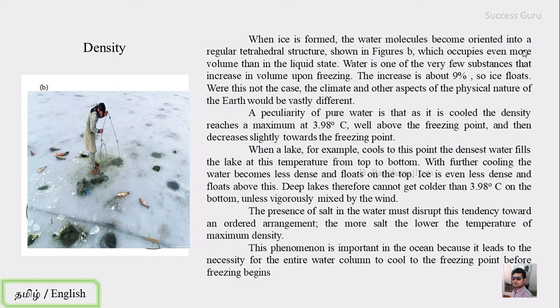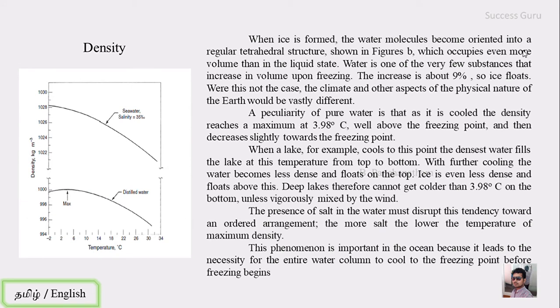So this phenomenon is important in the ocean because it leads to the necessity for the entire water column to cool to the freezing point before freezing begins. So this is a totally different thing which is happening in the ocean as compared to the freshwater lake, which is good for the freshwater lake as it is in a pure state. The living things can exist there even under the frozen top surface, and in the open ocean, the freezing will not disturb the other living organisms, right?